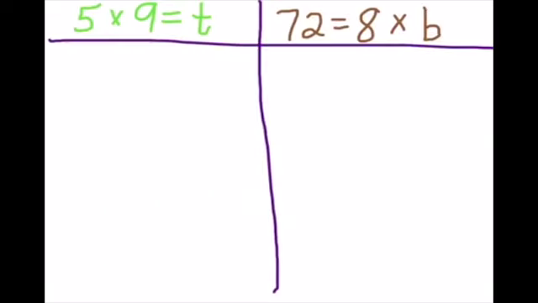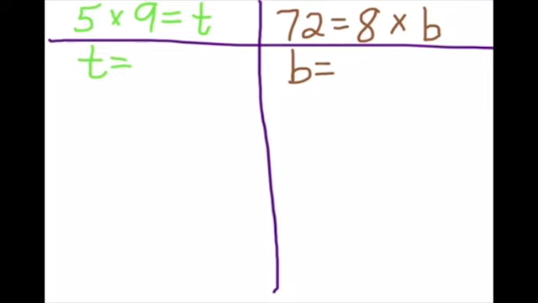All right, so now that we've practiced with some problems with variables, I want you to try these 2 problems on your own. So I have 5 times 9 equals t. Of course, I want you to find out what t equals. And then we have, on the other side, 72 equals 8 times b. You should know what that means if you were paying attention to the video. And of course, I want you to find what b would equal. Please do that now by pausing the video and trying this on your own, and then resuming the video when you're ready to check your work.